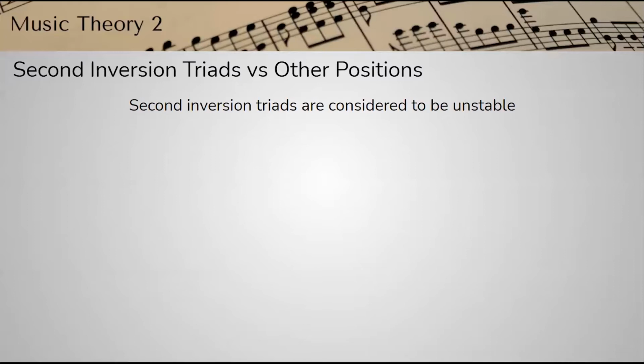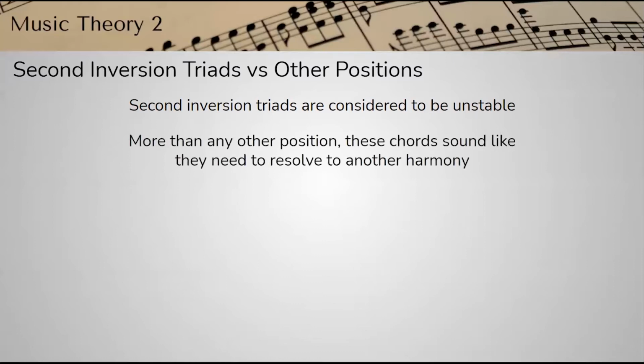And if you remember species counterpoint, that fourth is actually a dissonant interval, right? A fourth sounds like it needs to collapse in on itself. The top note of a fourth needs to move down. Well, that fourth is what holds up the rest of the chord. So second inversion triads sound like they need to collapse in on themselves like this. By their nature, they sound like they need to move. So more than any other position, these triads, the ones in second inversion, sound like they need to resolve to another harmony.